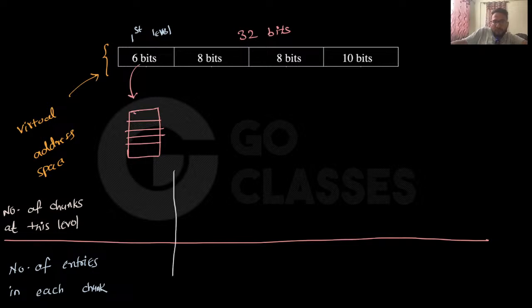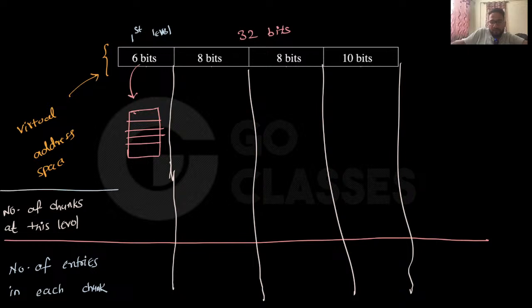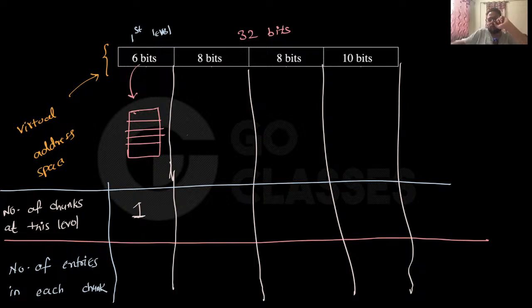Okay, this is the first one. This is maybe the second one. So, the number of chunks. Since it is the topmost level, the number of chunks in the topmost level is just one. Let me write one. I hope you understood this. The number of chunks in the top level is always one.